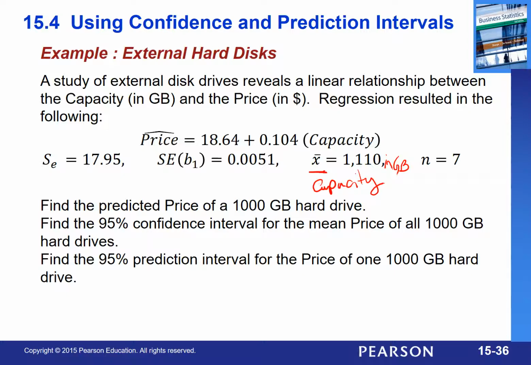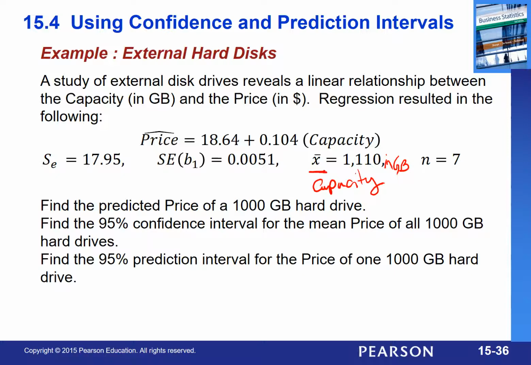All right, so here's our equation. I've given you the standard error for the residuals, the standard error for slope, and the mean of the sample, as well as, and be careful, this is the mean of the x, so this is the mean for capacity. So this is in gigabytes. I should have written that in there. Anyway, my sample size was 7. This is not a big sample, so you should be expecting the results to be a little bit tight. Anyhow, we're going to find the predicted price for a 1000 gigabyte hard drive.